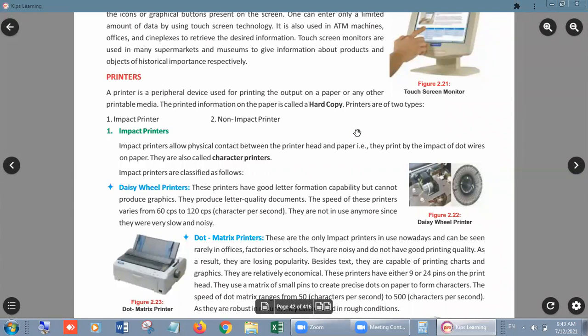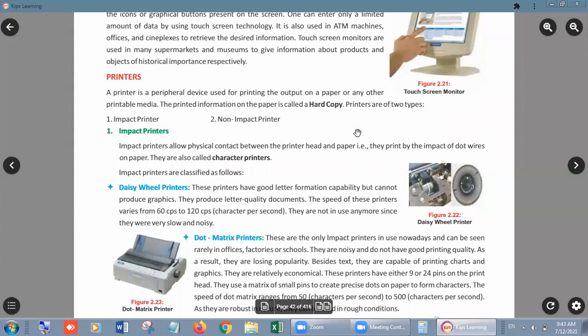If you are familiar with an old typewriter, then you can understand it very easily, because in a typewriter we have the same keys as we have in dot matrix impact printers, right? Impact means to make some impression. And what was the process of these types of printers?